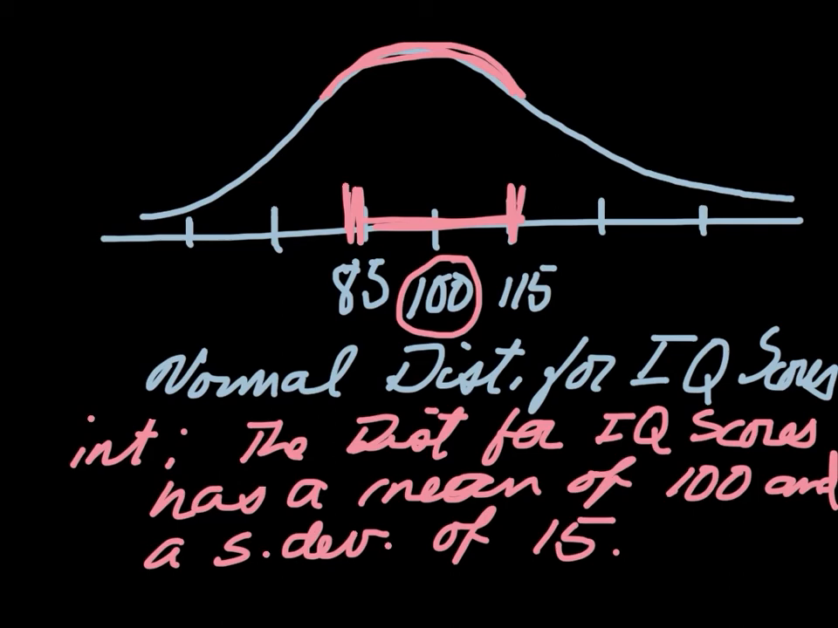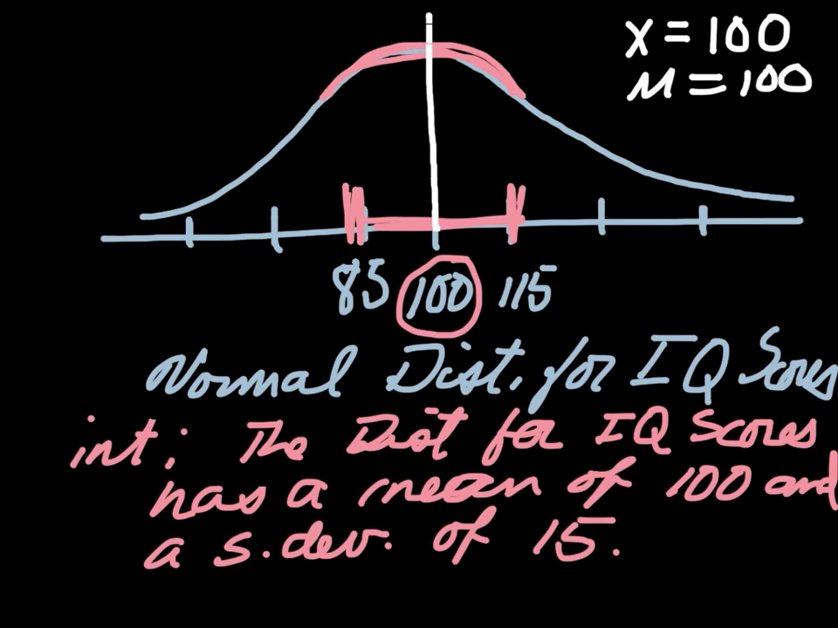A second type of interpretation would be to find the line of symmetry and identify the mean. So in that case, the line of symmetry would be the vertical line through the value of the mean 100. If this was on a graph, you would say the line of symmetry is the line x equals 100 and the mean is 100. If you remember from algebra, vertical lines are x equals.